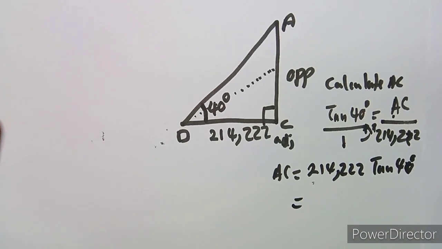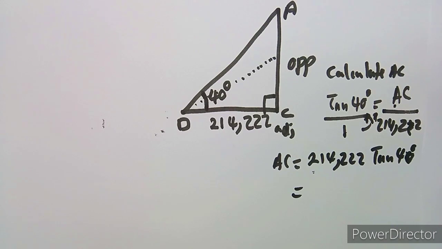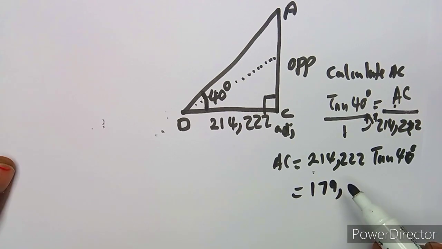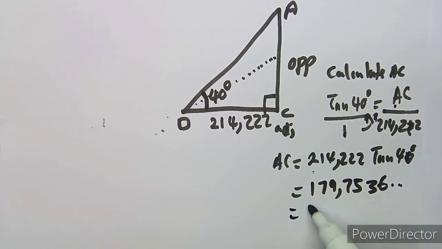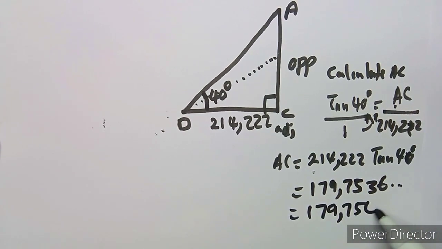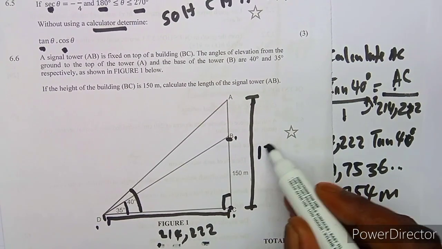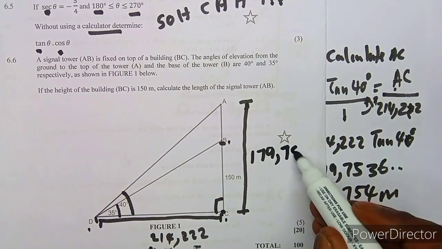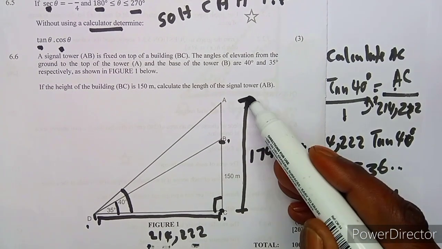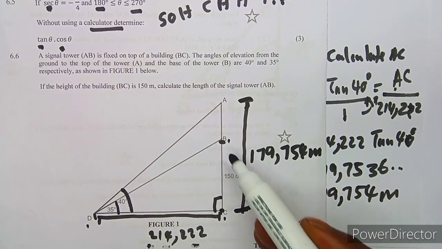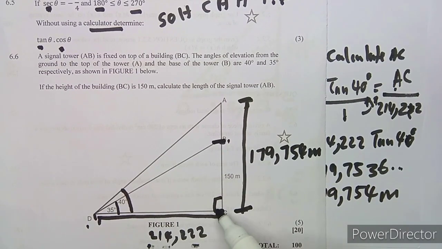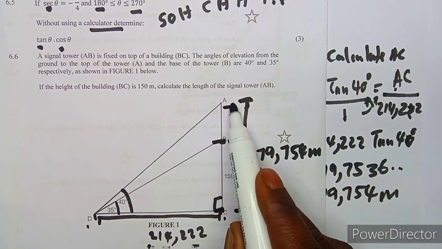So you can multiply that out, and we're going to have 179,7536, something like that, which is 179,754 meters to 3 decimal places. That's our AC. So it means this whole of AC is 179,754 meters from this point to this point, and we are given B to C, from this point to this point, and we want to find this here.